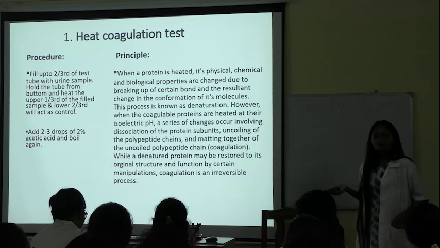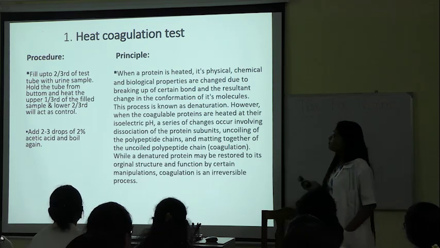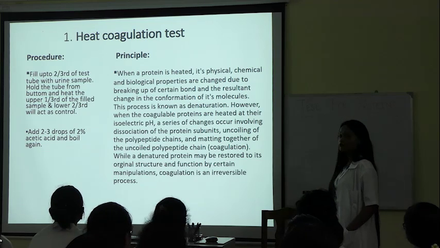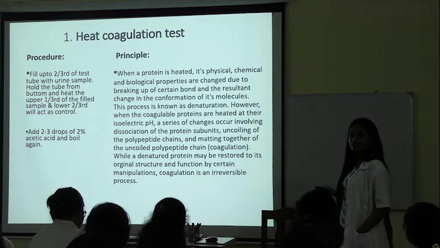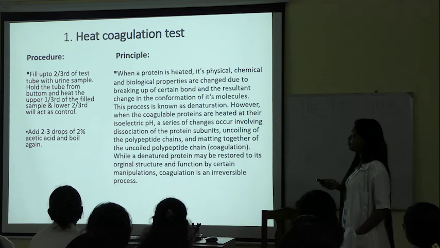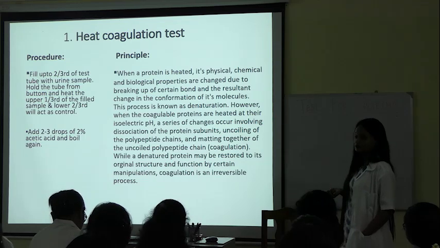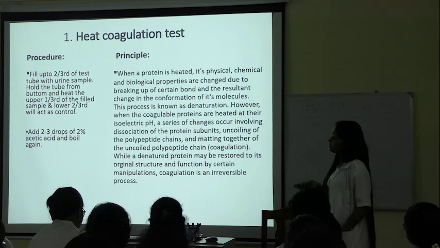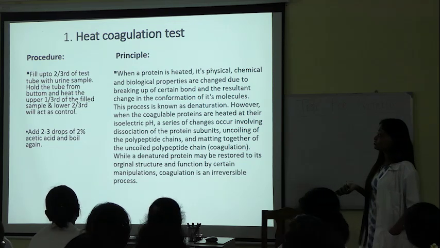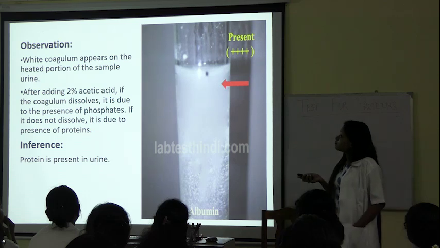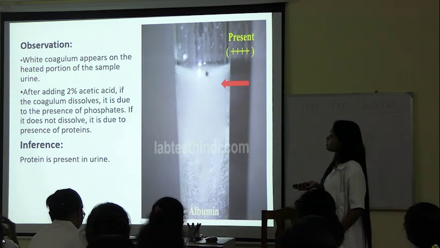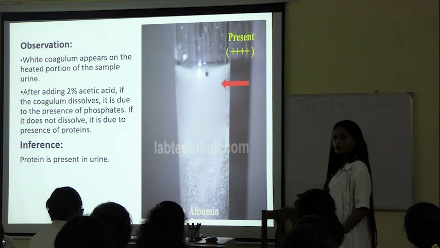So what is the procedure? In our lab, we take a test tube, fill up two-thirds of the test tube with urine sample, hold the tube and heat the upper one-third of the test tube, and the lower two-thirds will act as a control. Then add 2 to 3 drops of 2% acetic acid and boil it again. What will be the observation? White coagulation appears on the heated portion of the sample urine.